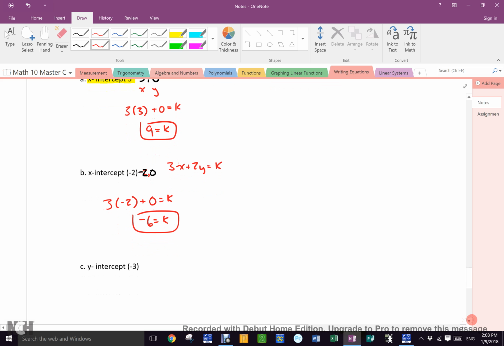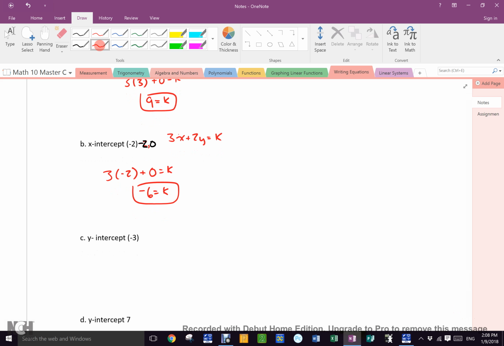Okay, what's different about C? It's a y-intercept. So what happens to our coordinates? It's 0, -3. But is that still an x? Is that still a y? So what's going to happen to that x when I put in 0 for it? It's going to drop out. So 2 times -3 equals k. What's 2 times -3? -6 equals k. Hey, same thing.